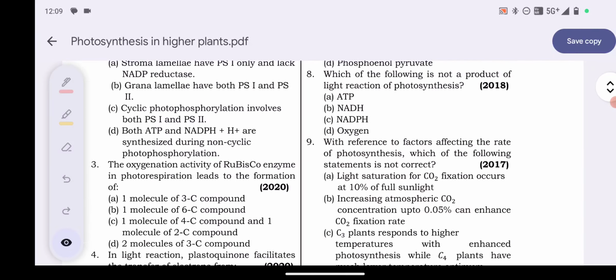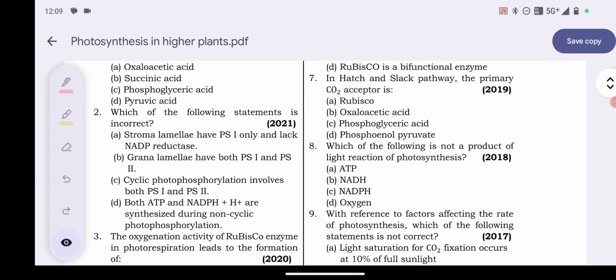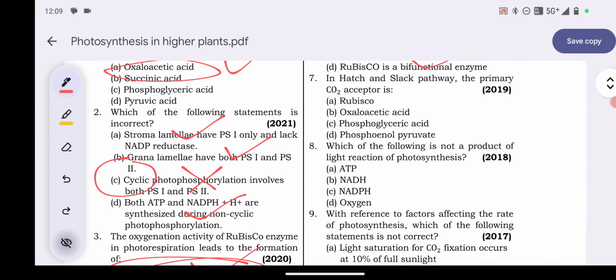Next question. Question number 7. In Hatch and Slack pathway, the primary CO2 acceptor is. Hatch और Slack के pathway में primary carbon dioxide acceptor कौन था? क्या वो रुबिस्को था? नहीं. ऑक्सैलोएसिटिक एसिड? ये भी नहीं. फॉस्फोग्लिसरिक एसिड? ये भी नहीं. फॉस्फेनोल पायरुवेट PEP. Explanation.